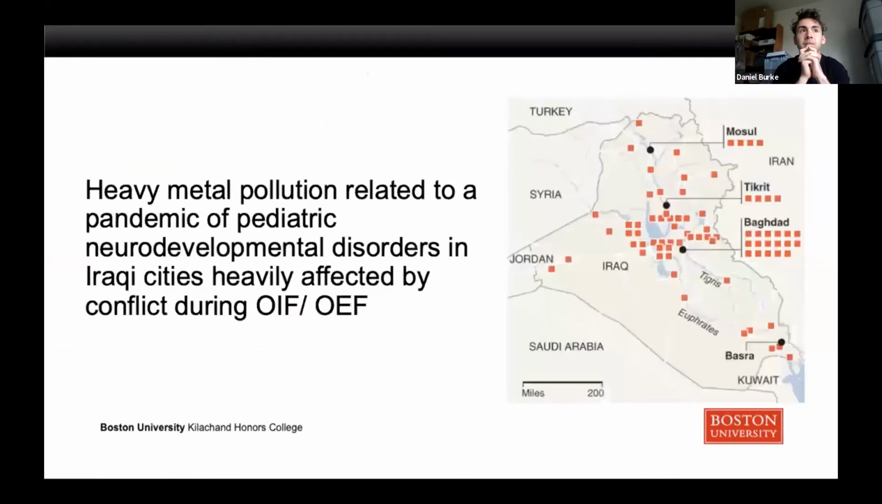And so tangential evidence for this heavy metal toxicity in Iraq can actually be derived from heavy metal pollution that has caused a pandemic of pediatric neurodevelopmental disorders in Iraq around cities where you have military installations. So children with these developmental disorders will have significantly elevated levels of heavy metals commonly used in munitions within their hair follicles and deciduous teeth.